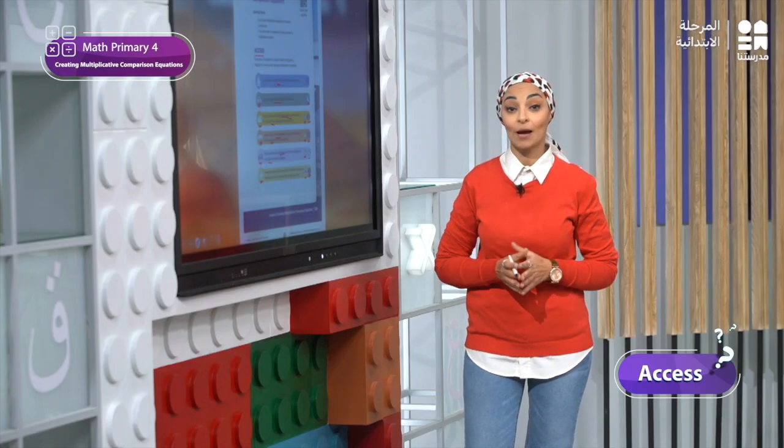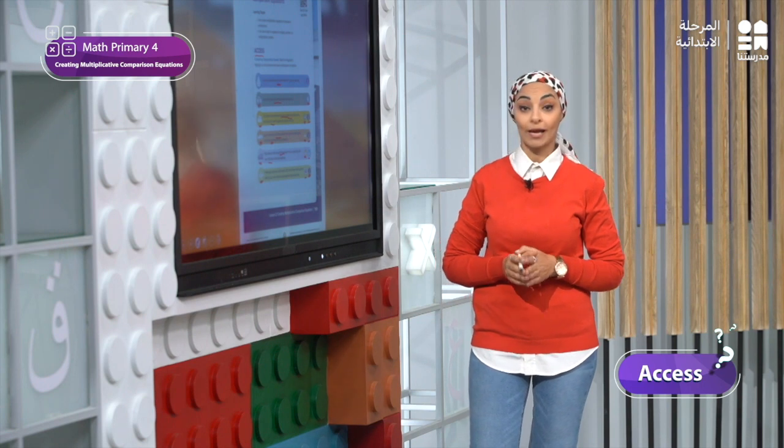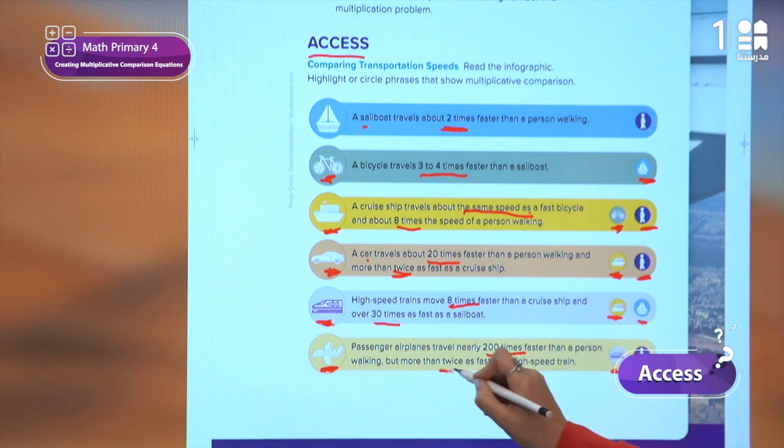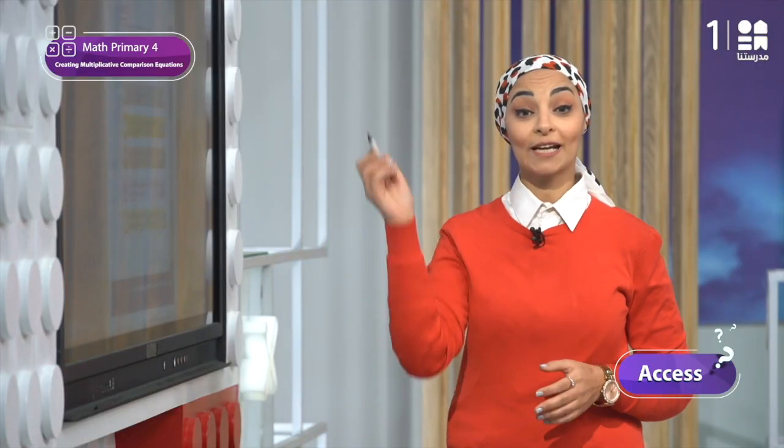So what are the phrases I will circle? Yes, first I will circle 200 times. And what else? Yes, look here, I have twice, so circle the twice. Okay, all these are situations. All the things we circled or underlined are situations where we have used multiplicative comparison, a comparison between two things.